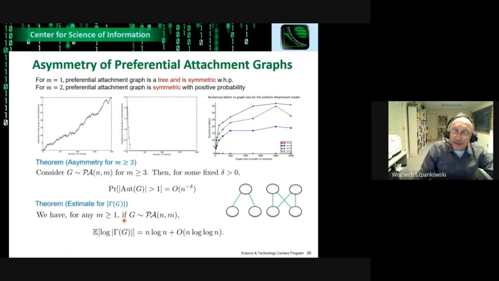Moreover, we use this to estimate, you remember this gamma, the number of permutations that are allowable by the graph generation. It cannot be greater than n factorial, so the log of this should be n log n something. We can prove that the expected value is almost like n factorial, but the second term is n log log n. So now we have everything. We know that for m greater than three, there is no symmetry, and we know gamma.